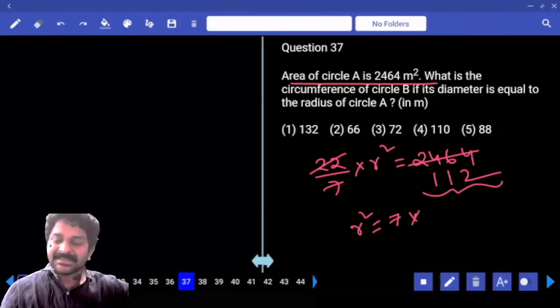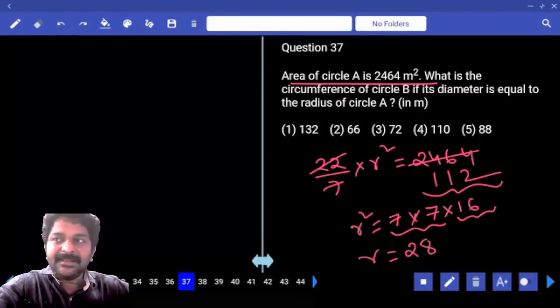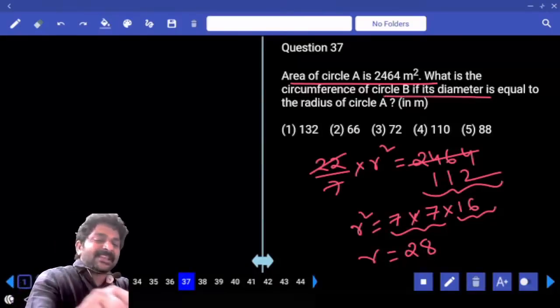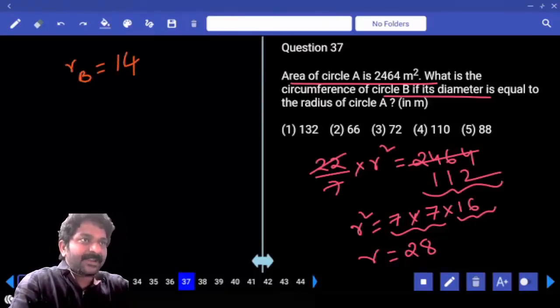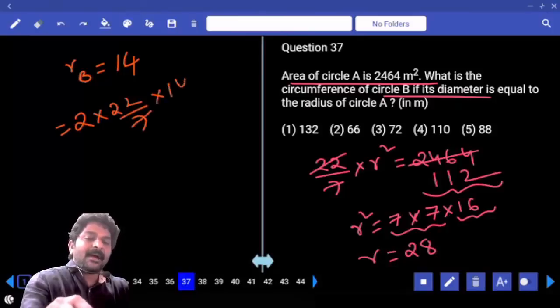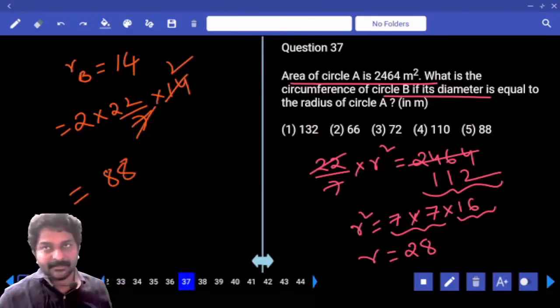I'll write 112 as a 7 multiple. 7 into which number? 16. 7 square into 4 square, that is 7 into 4, 28. Radius of circle A is 28. That is equal to the diameter of circle B. Then for circle B, radius is equal to 14. And we were asked to calculate circumference. That is 2 pi r. 2 times 2 into 22 into 2. 88.